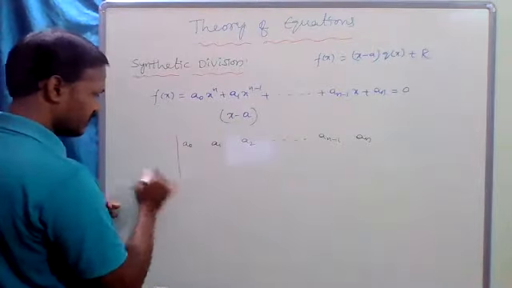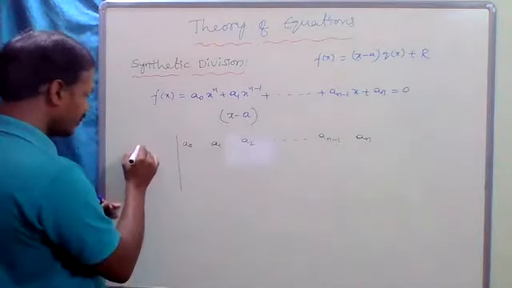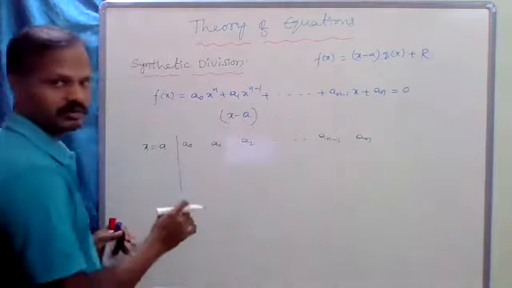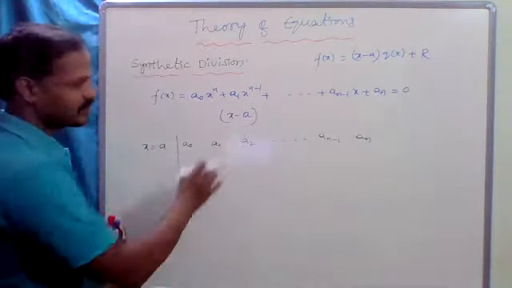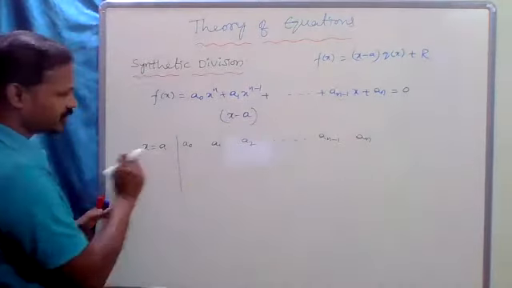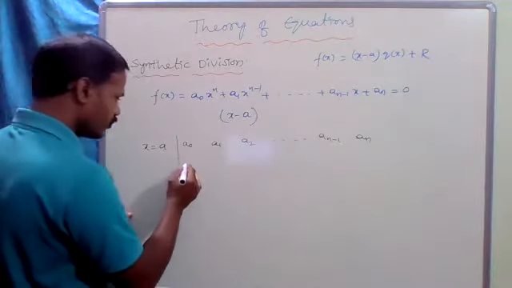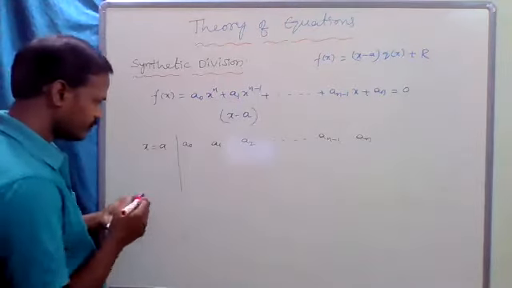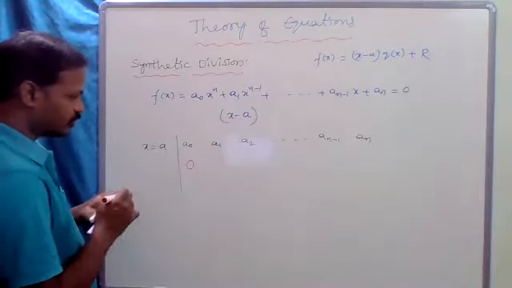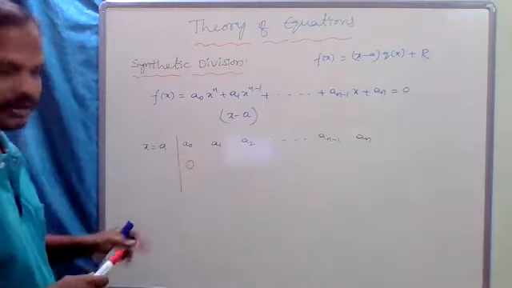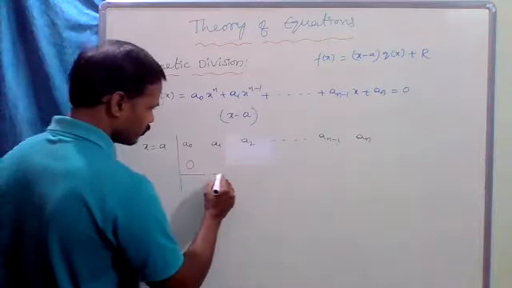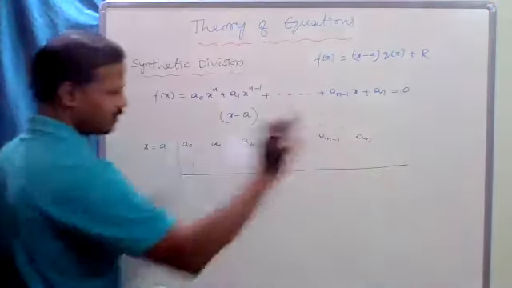Now take a vertical line. Here x equals a, because we have to divide with x minus a, and x minus a equals 0 means x equals a. So x equals a. Now write 0 here. This is the first step. You have to write 0 under a naught. Now draw the horizontal line.